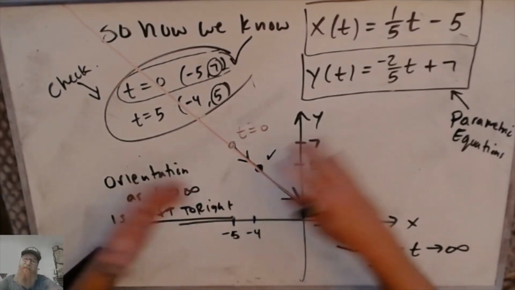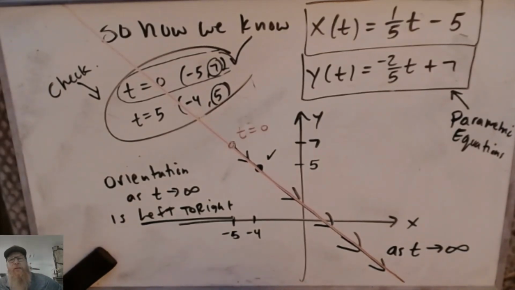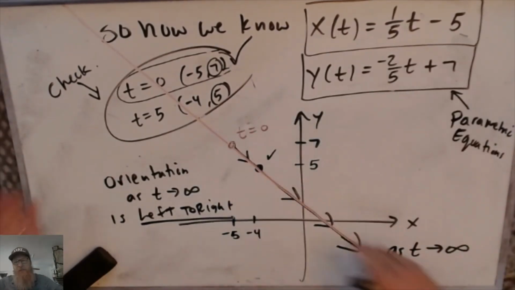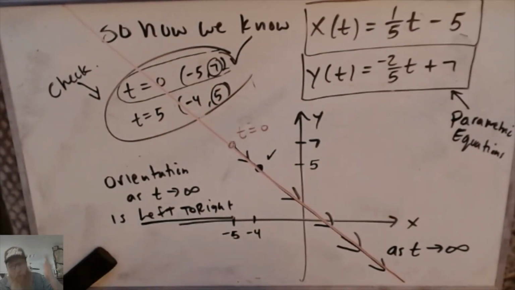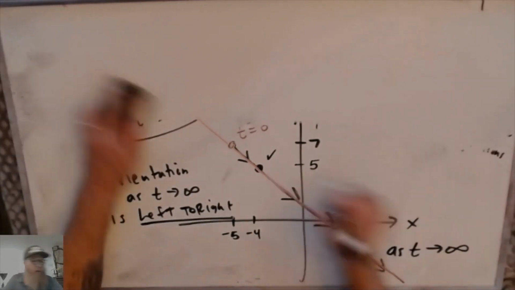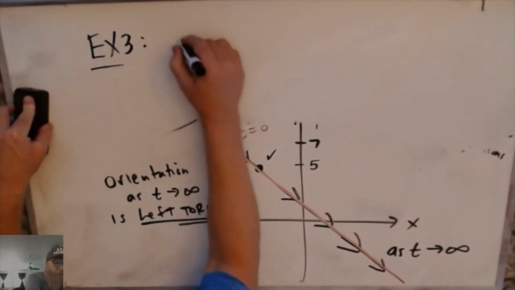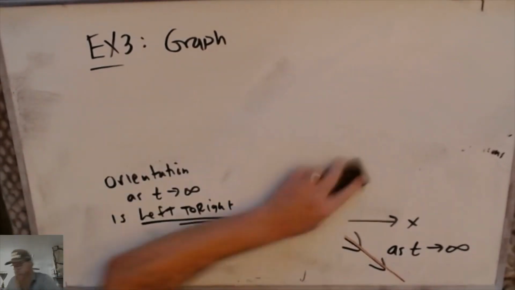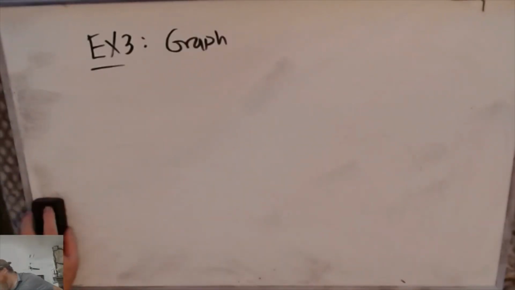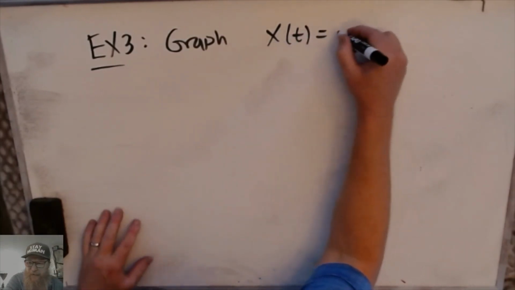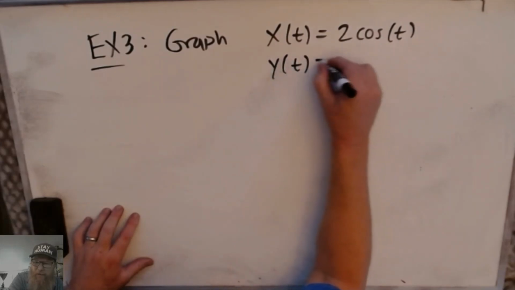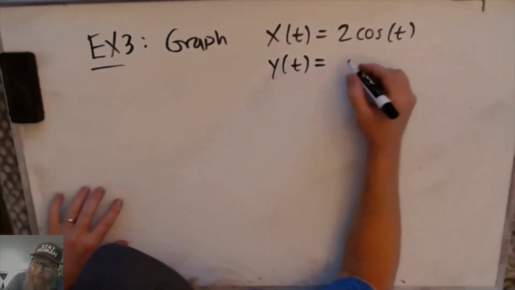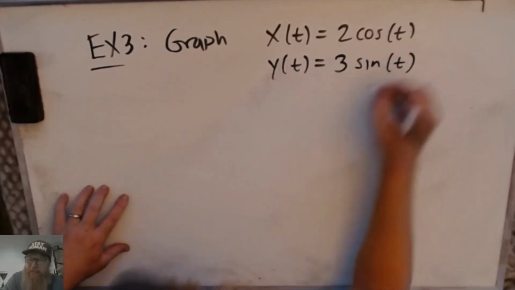Okay, so that's the basic introduction to parametric equations. I think if you understand the way lines work, it's kind of walking through the footprints of your past education. You always learn lines first, and then you might have moved on to some other types of equations. So let's go ahead and graph x of t is 2 cosine t, and y of t is 3 sine t.